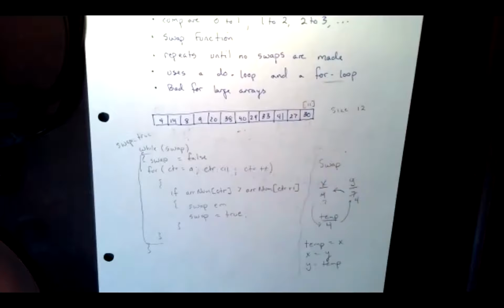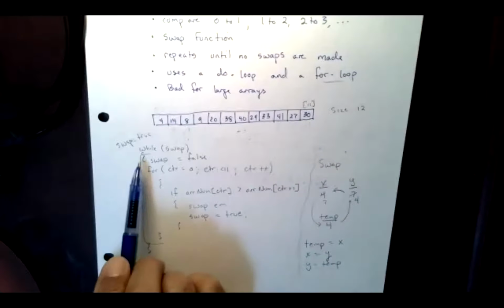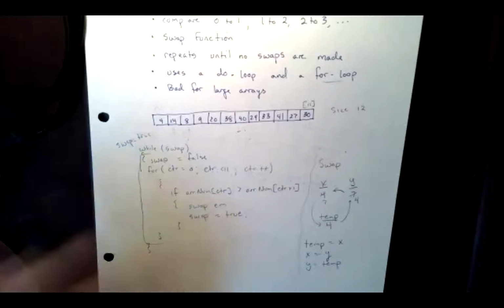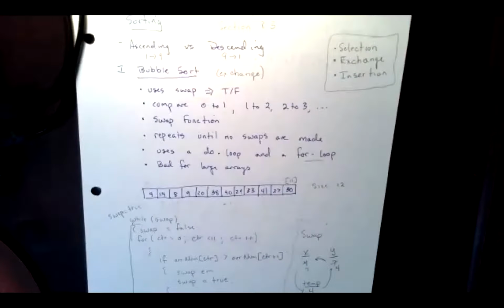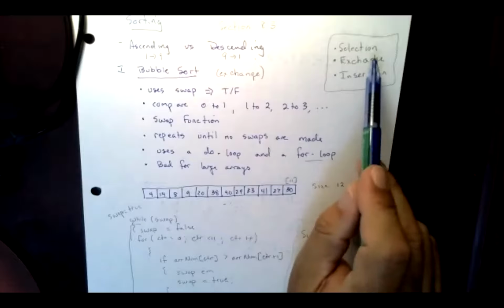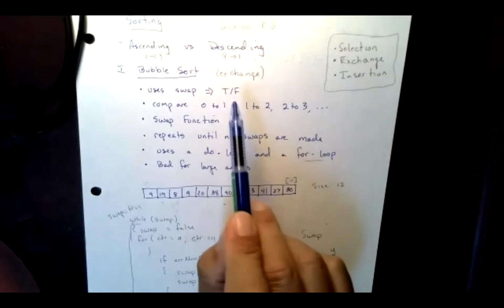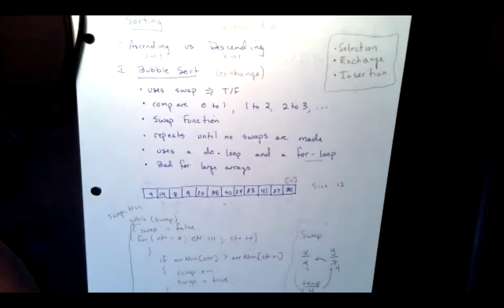Okay, I'm starting to bore myself there. All right, and if a swap was made, we used the while and we stayed in there and we kept swapping away. Number one, boom, bubble sort. We had 3 types of sort: selection, exchange, which is what I did, I exchanged values, and insertion.